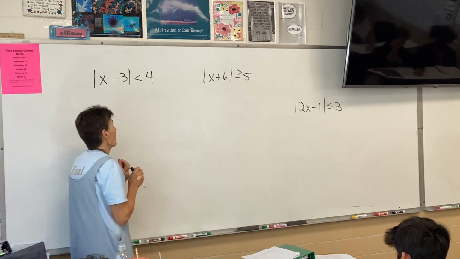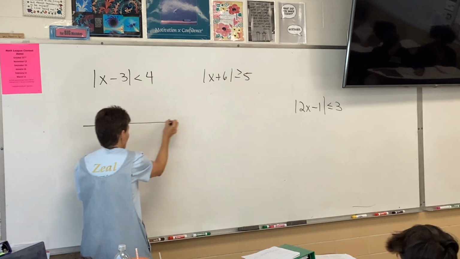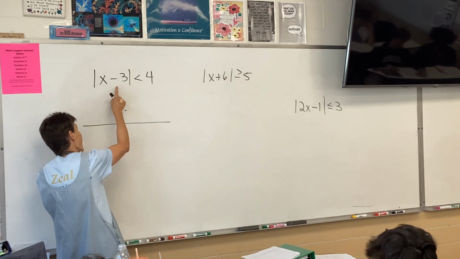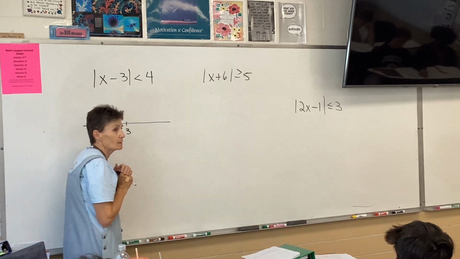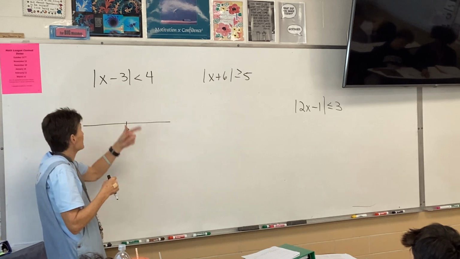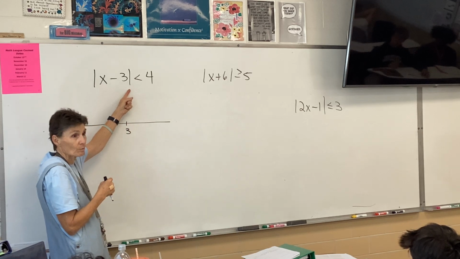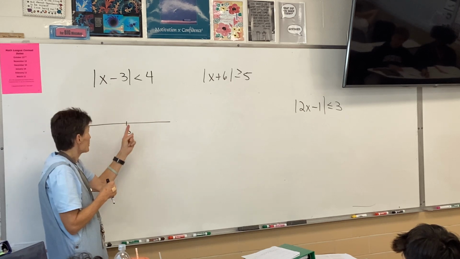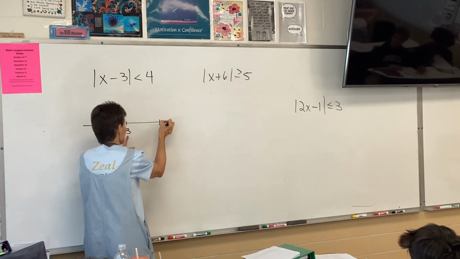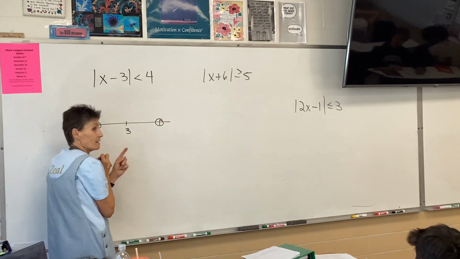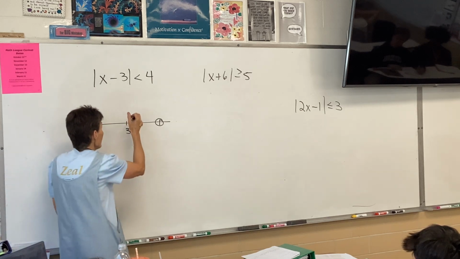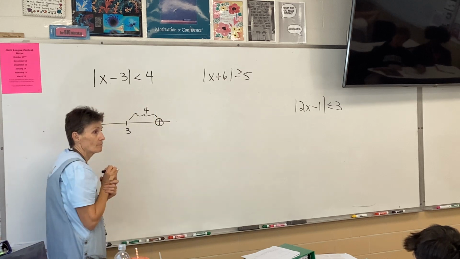Here's what I want you to figure out. I'm drawing a number line, and in the middle of the number line, I'm going to put the opposite of that number. So I'm going to put a 3 right there, because this problem literally says the distance between some number and 3 is less than 4. So there's 3. Now where is x? Well, x could be out here or x could be back here. I'm not sure, it could be on either side. But I know that this distance is 4.